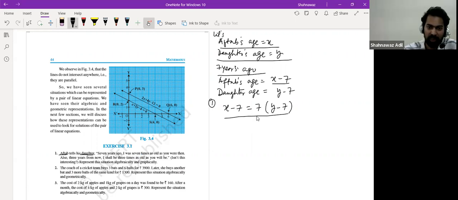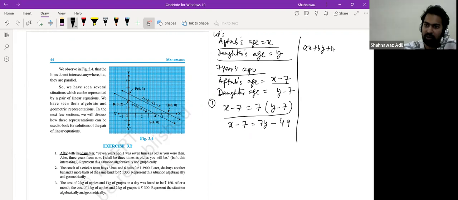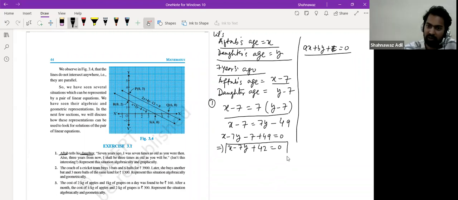So X minus 7 equals 7 times Y minus 7, that is, 7y minus 49. And we have to write it in general form. So this will be X minus 7y, and minus 7 plus 49 equals 0. So this will be X minus 7y plus 42 equals 0. So this is the first linear equation, right?